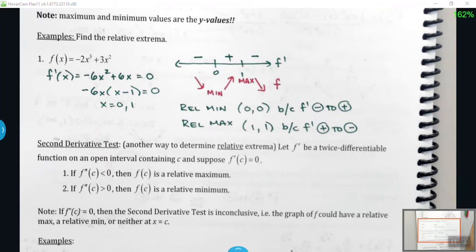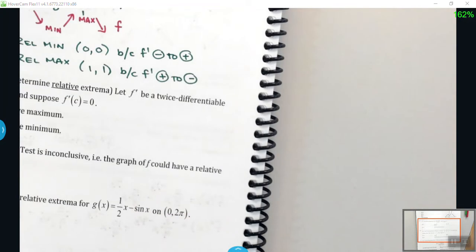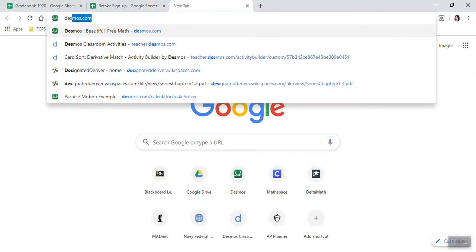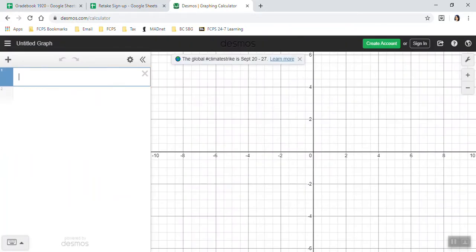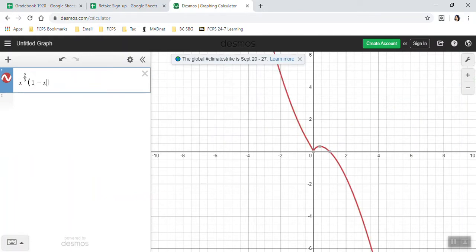Questions on that? Yes? Like the previous question, what happens when it's 2 negatives? This one? Like the one where you had... Oh yeah, I'll show you. What was the equation of that thing? x to the 2/3, then 1 minus x. Okay, weirdo graph right here.